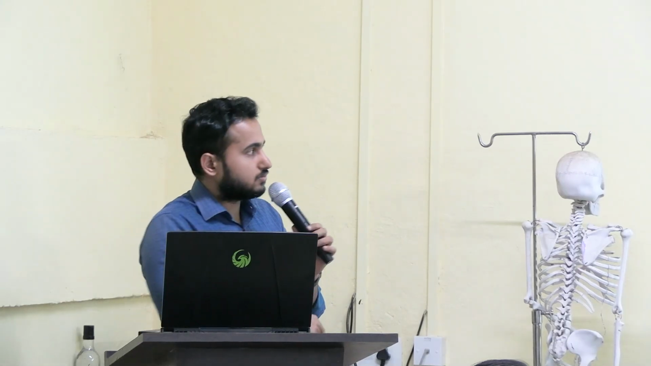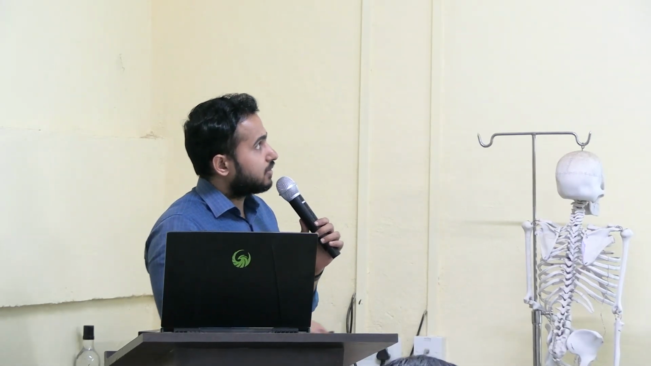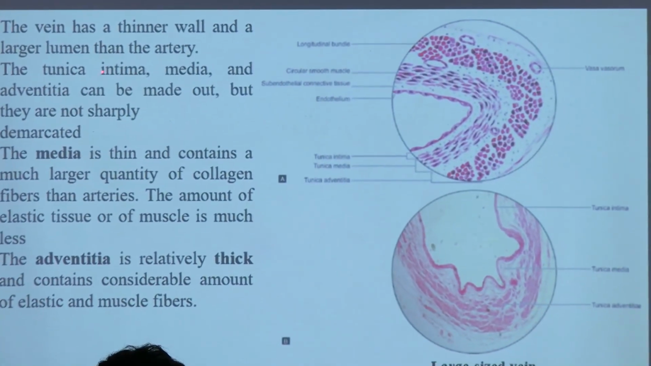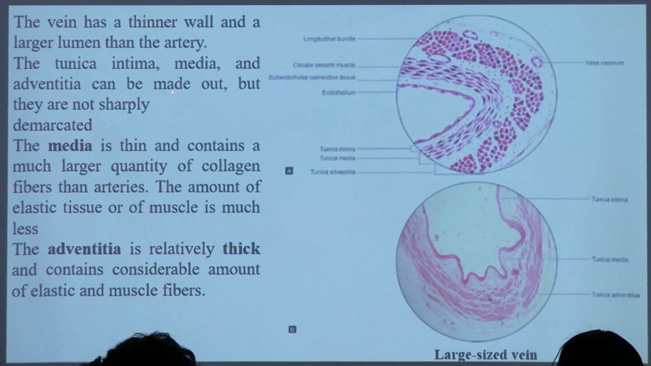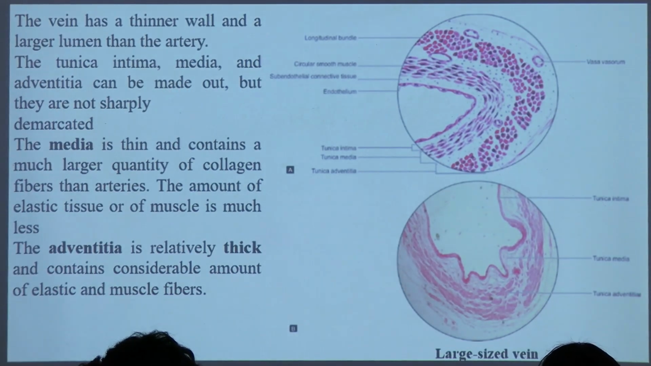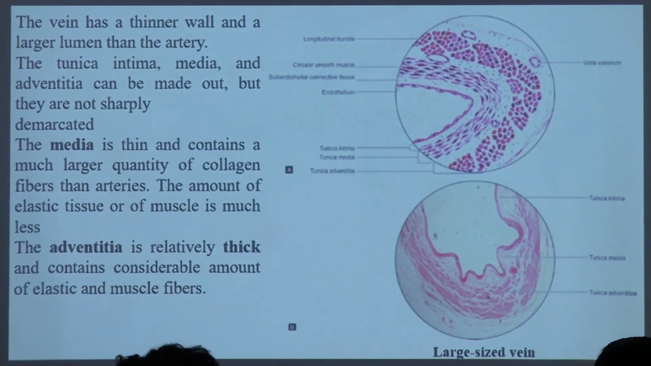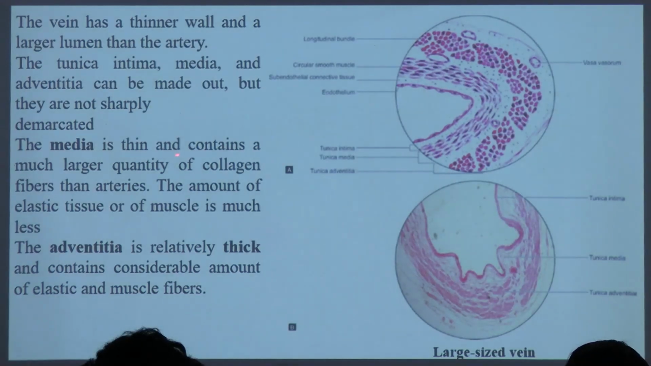Now here you can see the diagram. In case of large veins, the vein has thinner wall as compared to the artery. Now tunica intima, media, adventitia can be made out, but not sharply. Means you can do the differentiation, but the differentiation will not be that prominent. Now if you see the media, it is thin and contains larger quantity of collagen fibers than the arteries. Next, the adventitia is relatively thick and contains considerable amount of elastic and muscle fibers, as you can see in the diagram.